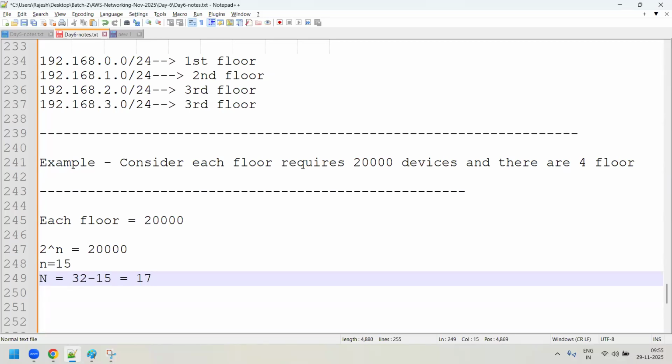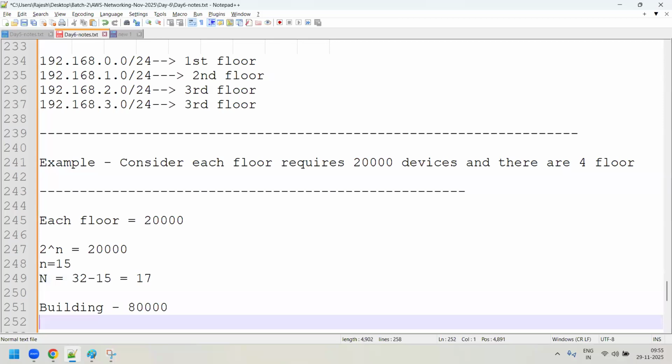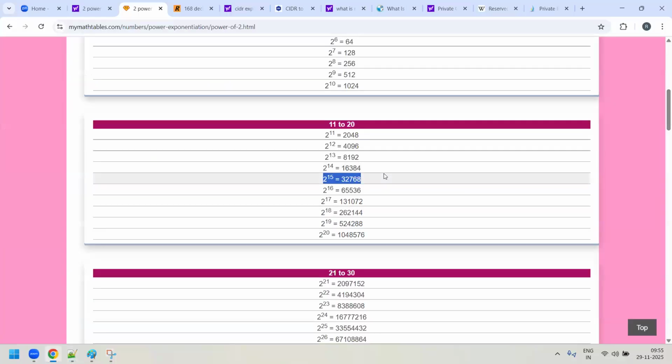Am I clear till here? What about the total building? Since there are 4 floors, 20,000 multiplied by 4 is 80,000. So in total in the building, there are 80,000 devices. The formula is 2 to the power of n is nothing but 80,000. Now, what would be the nearest value for 80,000? It is 2 to the power of 17, which is 1,31,000 something like that.